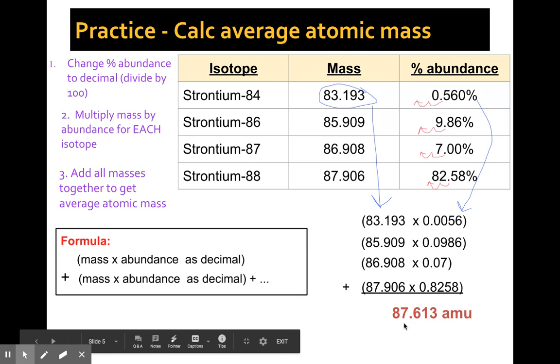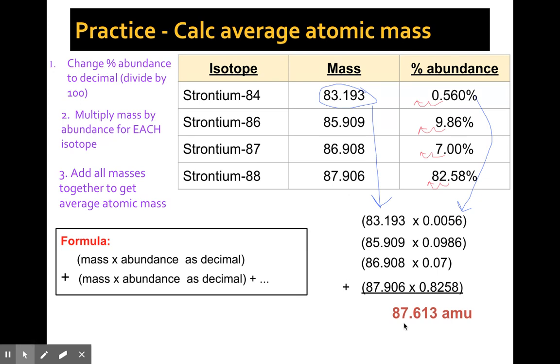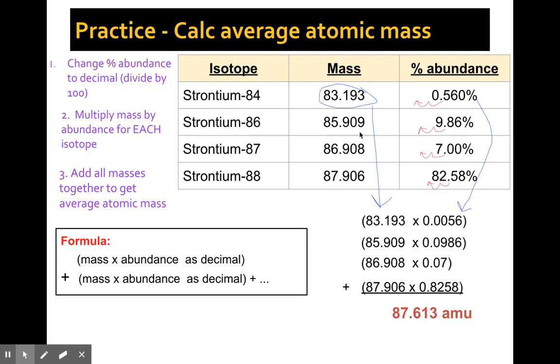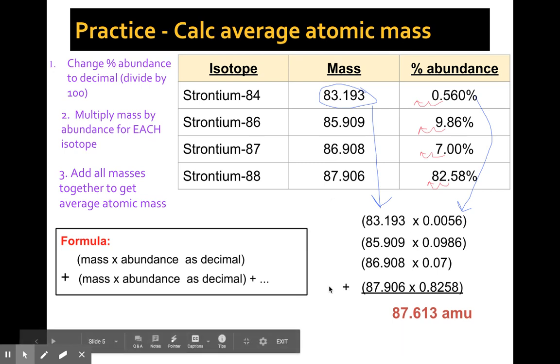If you were to calculate this value and, for some reason, got an answer of 205, you know that the average of these masses cannot be 205. So always do a double check to make sure that your number makes sense. The average of these values should be in between 83 and 87. So that's a way for you to double check.